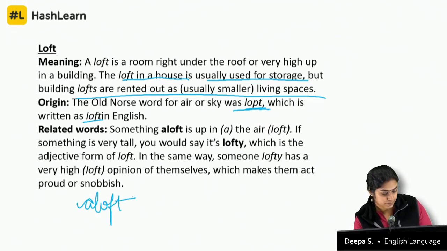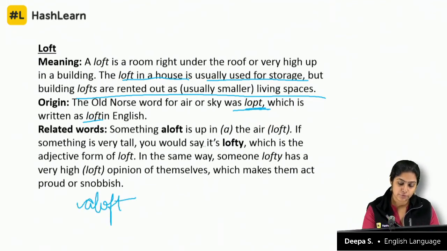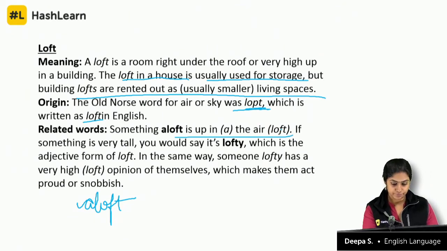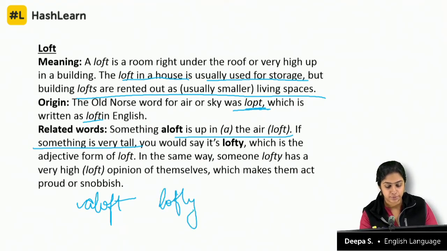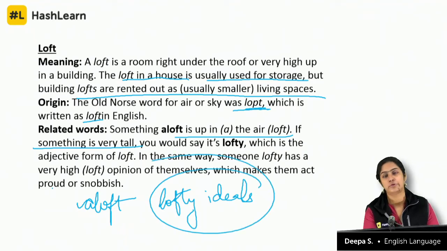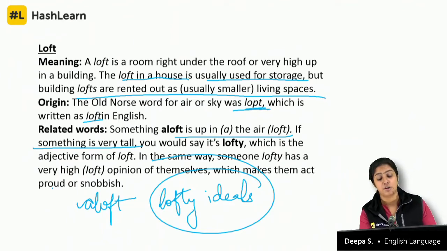Aloft. Something that is aloft is up in the air. Then, if something is very tall, we call it lofty. Typically, we use lofty ideals in a phrase. When you have lofty ideals, they are just good on paper, and you have very high ideas about something, but that's not practical. That's lofty ambitions, lofty ideas.